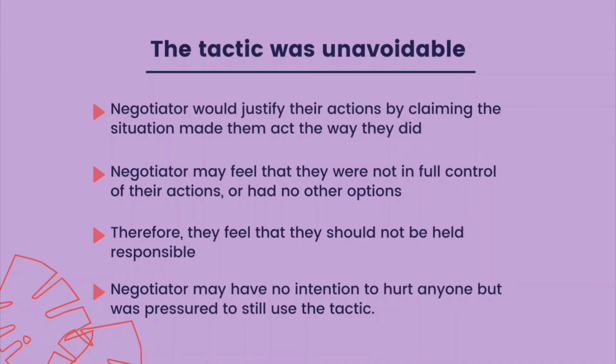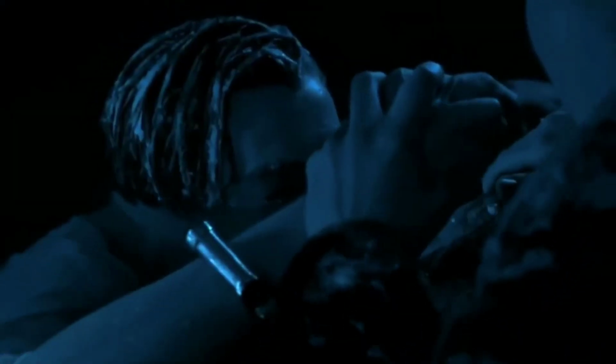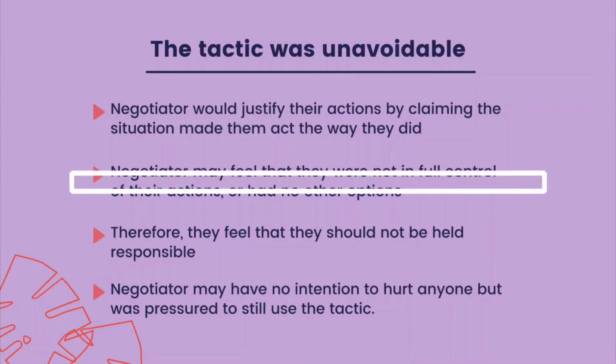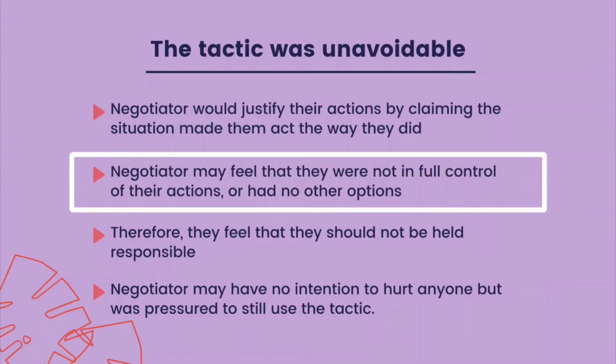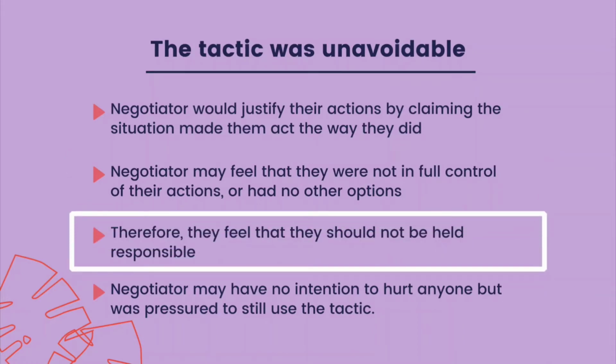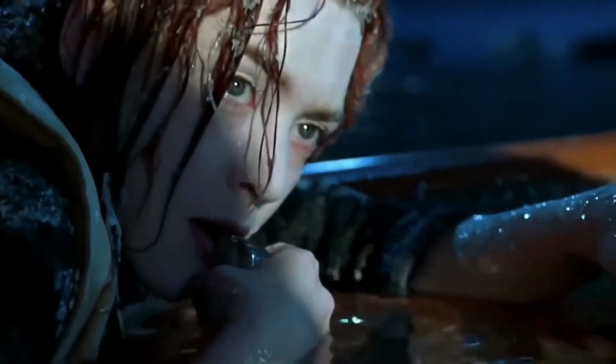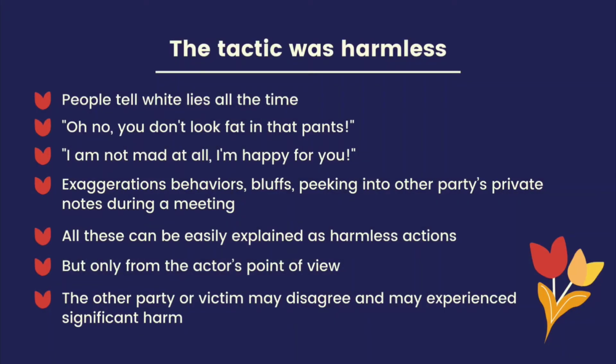The tactic was unavoidable. The negotiator would justify their action by claiming the situation made them act the way they did. Negotiator may feel that they were not in full control of their action or had any other options. They feel that they should not be held responsible. Negotiator may have no intention to hurt anyone but was pressured to still use the tactic.